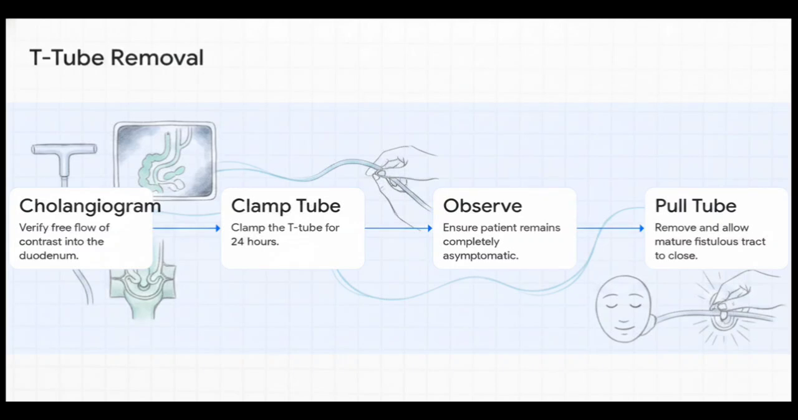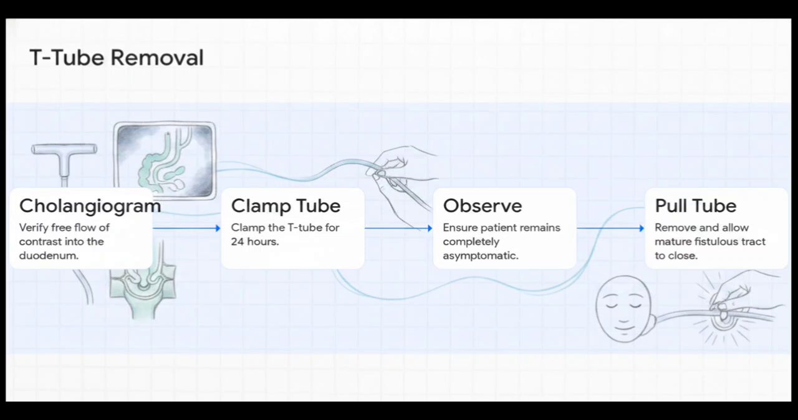These go into the common bile duct after stone retrieval to act as a pressure safety valve while the sphincter of Oddi is in post-op spasm. You can't just yank this drain out. It has to stay in for at least 2 to 3 weeks to guarantee a solid, mature fistulous tract has formed around it.